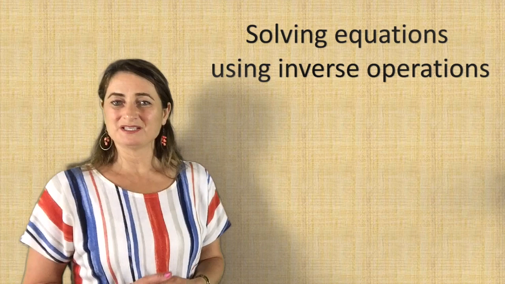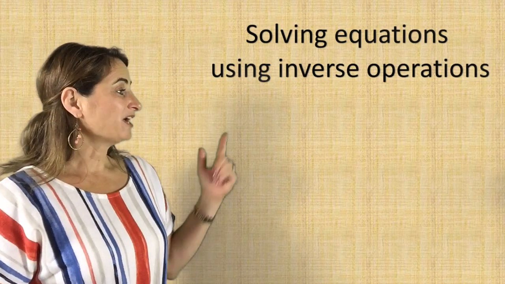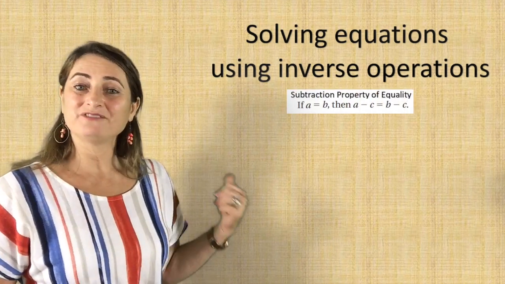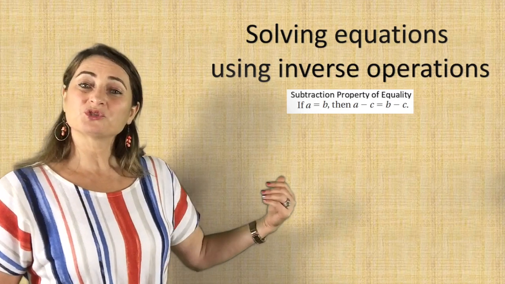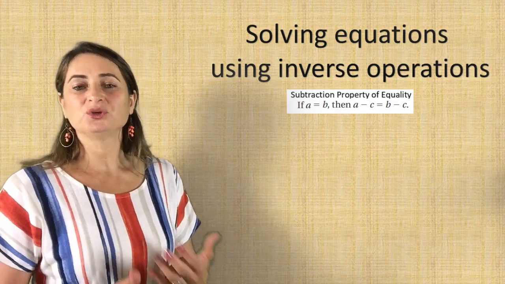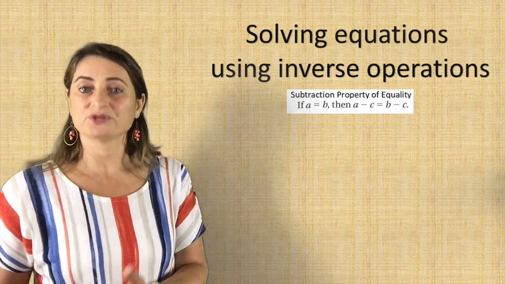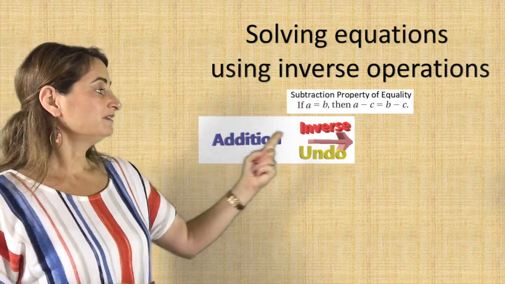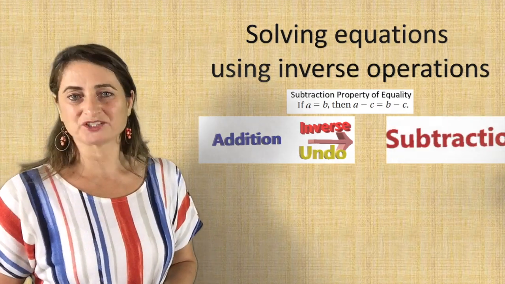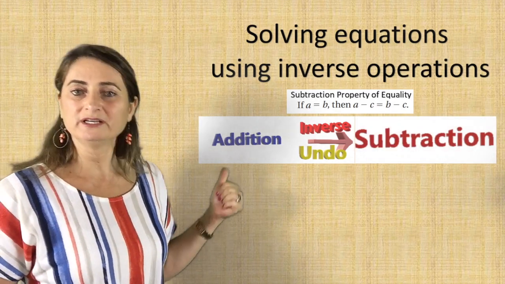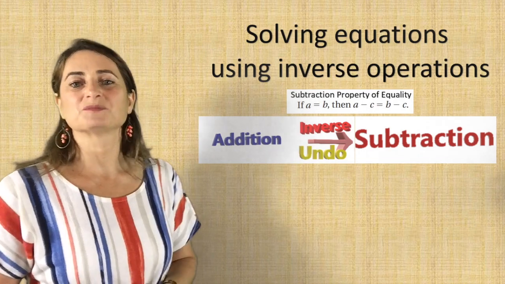We also learned last lesson about solving equations using inverse operations. Two properties we talked about: the subtraction property of equality. If you have A equals B and you subtract C from both sides, you get an equivalent equation, and those are called inverse operations. Addition, the inverse operation will be subtraction. To undo addition, or to get rid of the addition, you use subtraction.